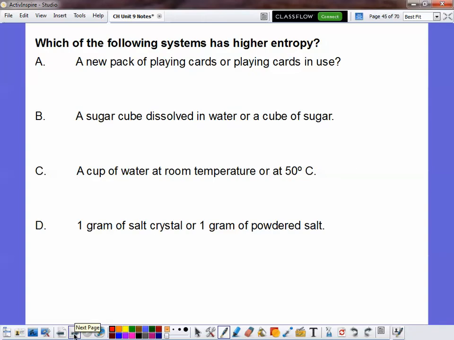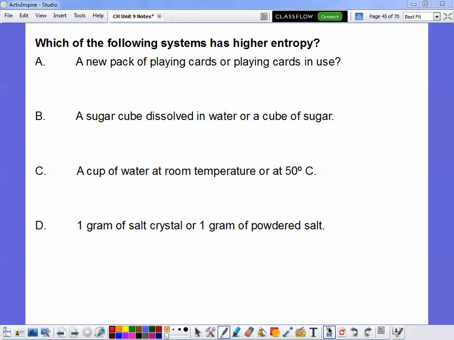So we have these 4 things where for each one you're going to choose which of those systems has a higher entropy. And when you get to letter C, just an FYI, room temperature is about 25 degrees Celsius. So why don't you guys take a couple minutes to go through these examples with your pods, and then we'll go over them as a group.